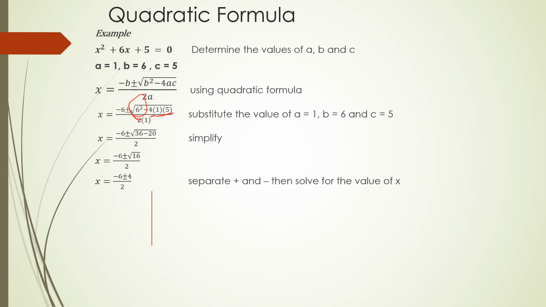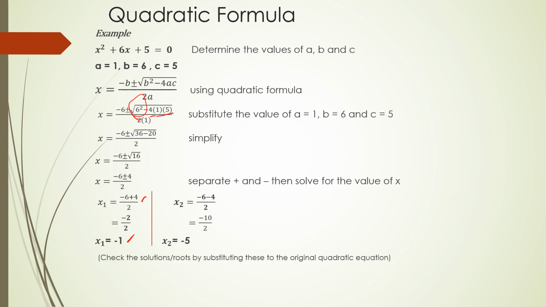Then, separate the positive and negative to solve the value of x. So, you have here negative 6 plus 4 over 2. Negative 2 over 2, and that is negative 1 as the value of x sub 1. Then the another one, you have negative 6 minus 4 over 2. And that is negative 10 over 2. So, for the x sub 2, the answer is negative 5. So, for the solution, x is equal to negative 5. And another one, x is equal to negative 1.